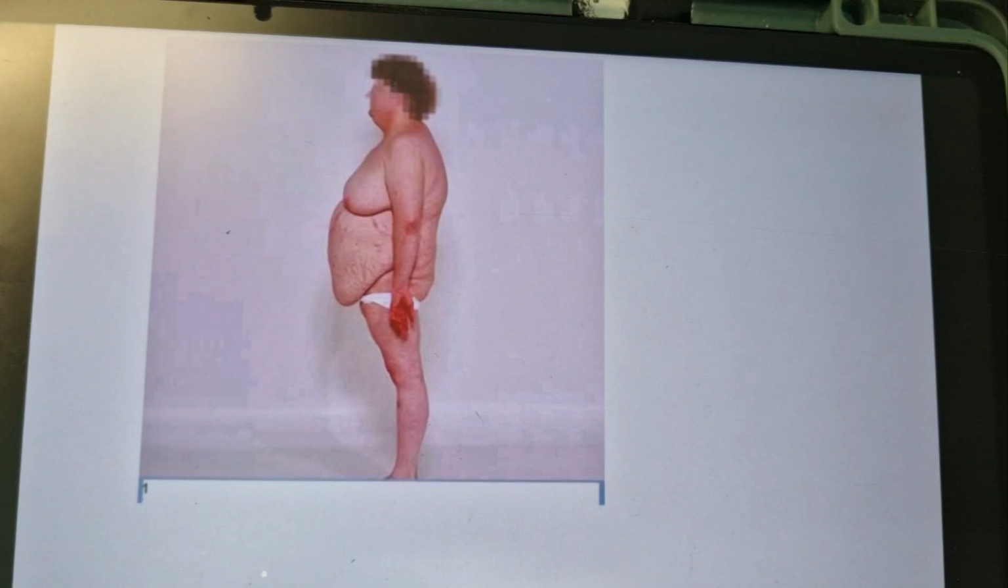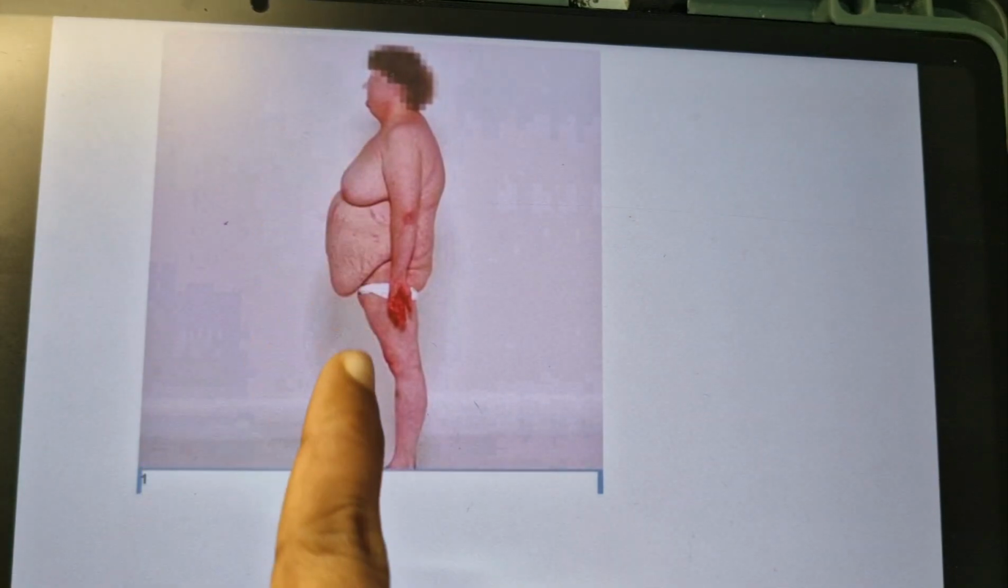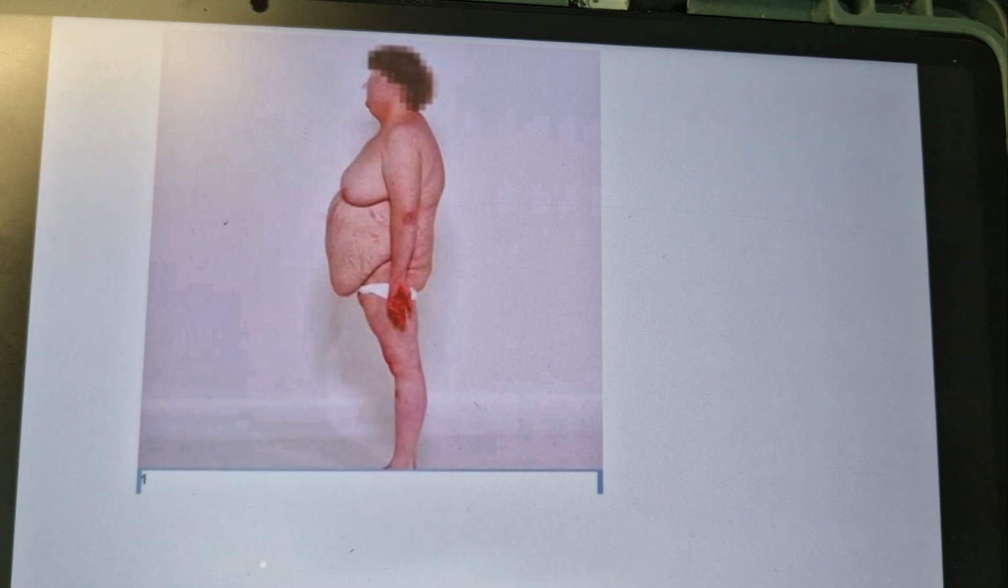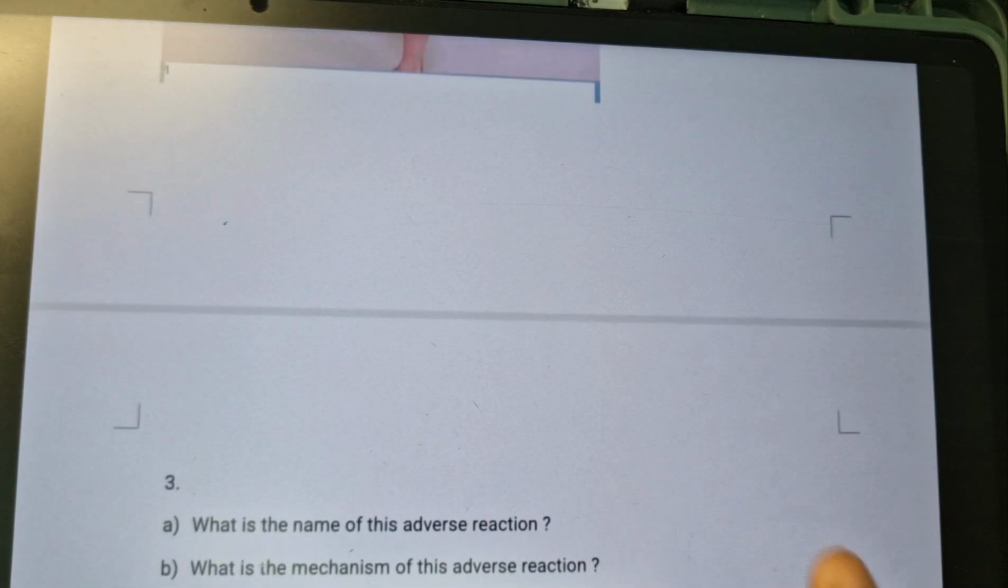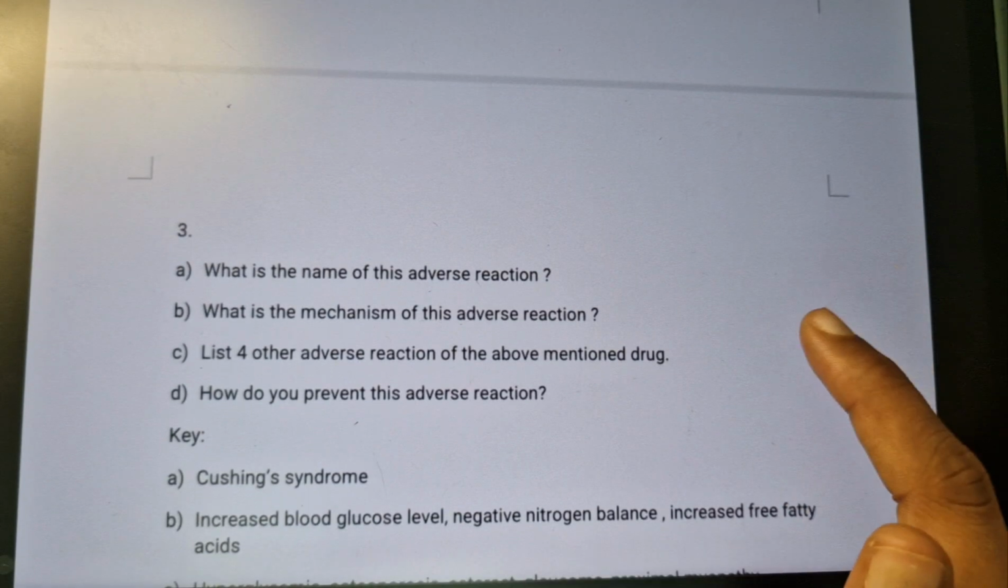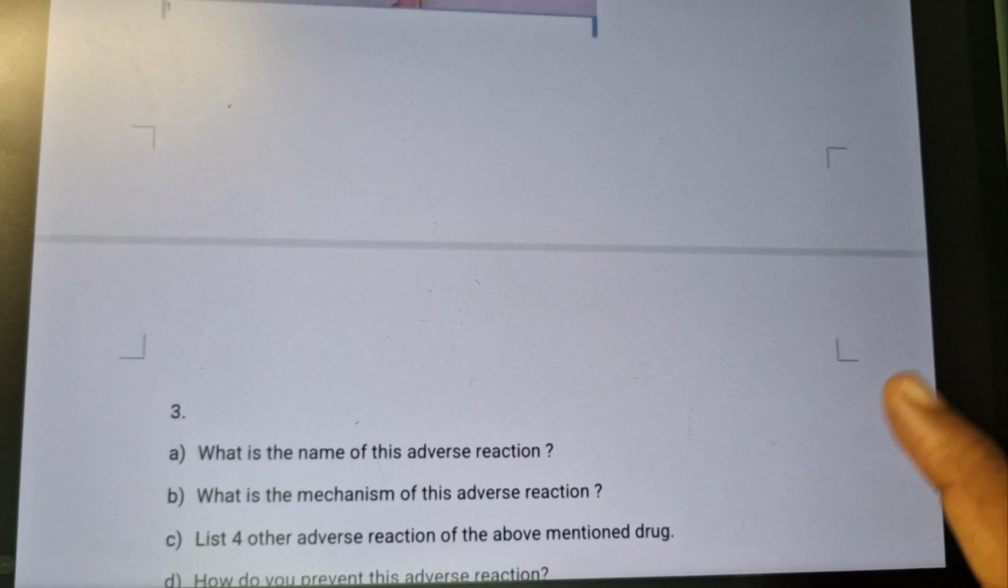Hello everyone, here you are seeing the condition called Cushing syndrome, where fat is accumulated centrally and peripherally the limbs and all are thin. See, I named the name. What is the name of the adverse effect? That is Cushing syndrome. What is the mechanism of this adverse effect?